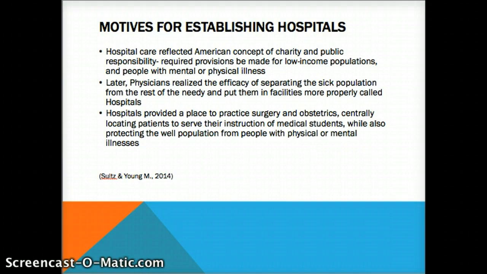Motives for establishing hospitals. Hospital care reflected the American concept of charity and public responsibility. It required that provisions be made for the low-income population and people with mental or physical illness. Later on, physicians realized the efficiency of separating the sick population from the rest of the needy and put them in facilities more properly called hospitals. Hospitals provided a place to practice surgery and obstetrics, centrally locating patients to serve the instruction of medical students, while also protecting the well population from people with physical or mental illnesses.